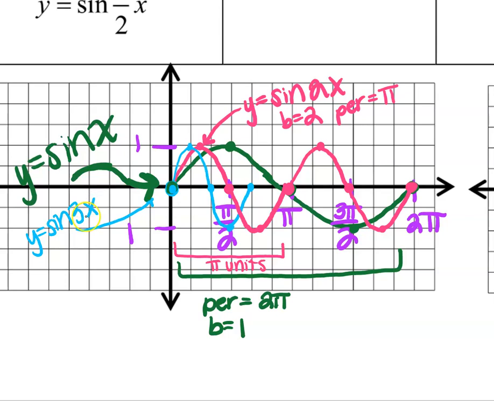So for sake of argument, let me continue this. So 1, 2, 3, 4, that would be the ending. Halfway, halfway, halfway. And then 1, 2, 3, 4, halfway, halfway, halfway. And there you have it.